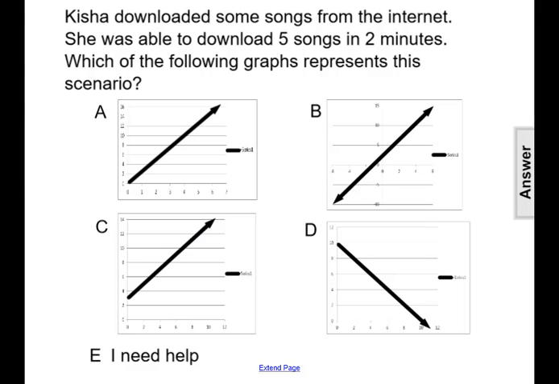Keisha downloaded some songs from the internet. She was able to download 5 songs in 2 minutes. Which of the following graphs represents this scenario?